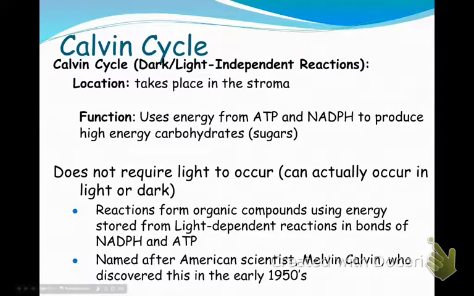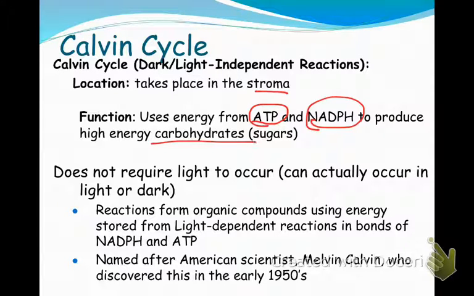Okay, so the Calvin cycle, that's the second step of photosynthesis. It takes place in the stroma, and it takes the products, the ATP and the NADPH, from the light reactions and uses them to make sugars, carbohydrates. It doesn't require light. It can happen in the light or the dark, so that's why we don't want to call it the dark reactions anymore.